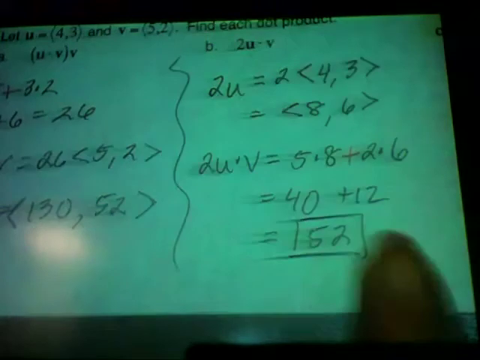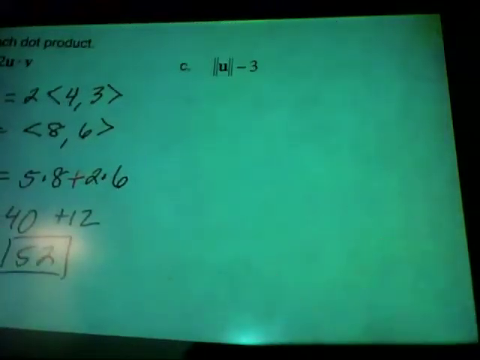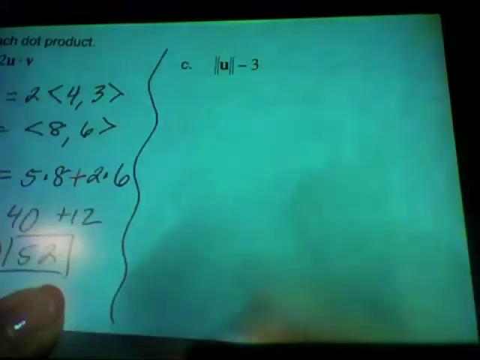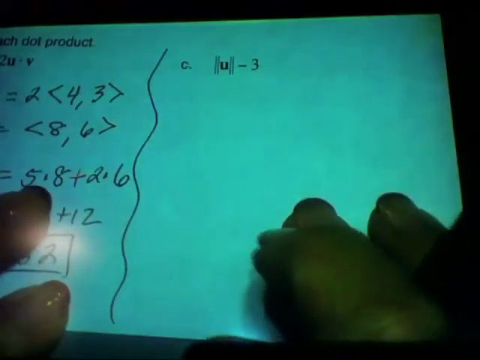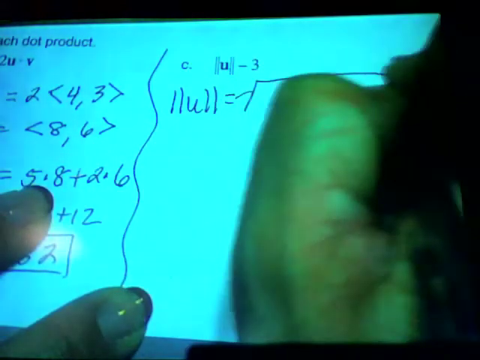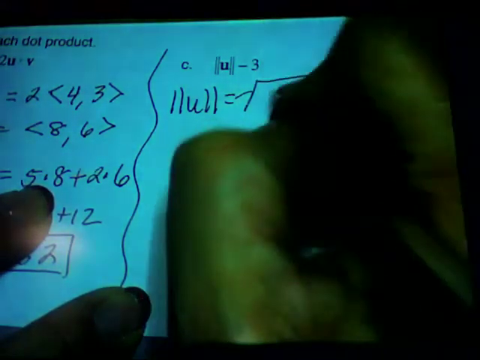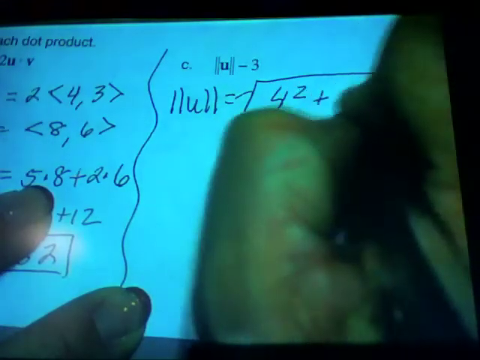All right, so then look at C. What does that notation mean? A magnitude, minus 3. So we're going to have to find the magnitude of u. Isn't the shortcut to finding the magnitude of u the square root, and then don't I take the x value and square it, and the y value and square it?